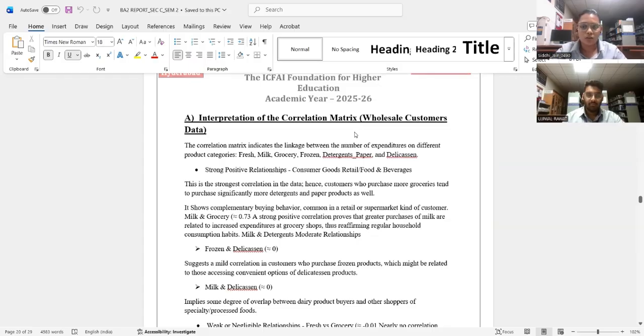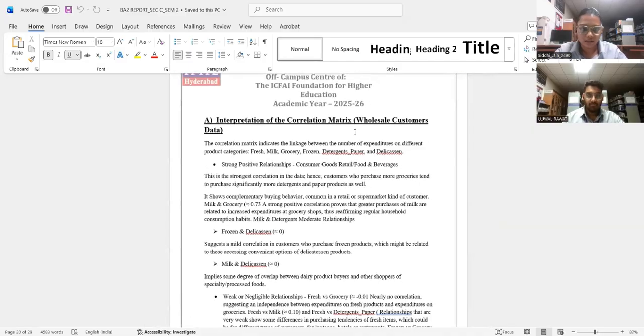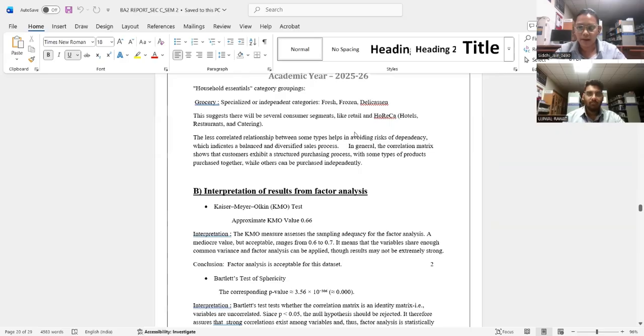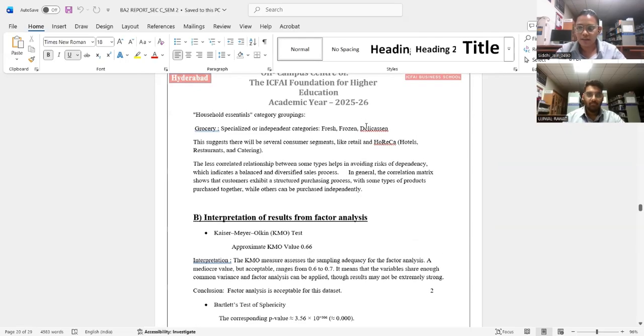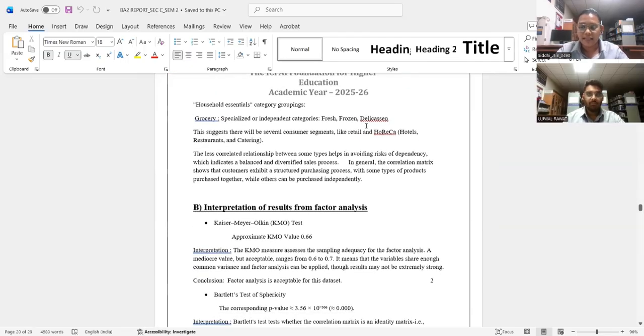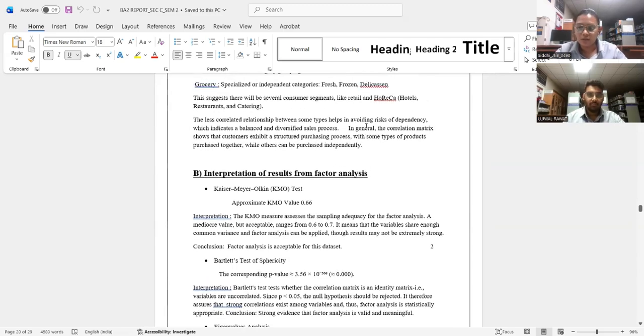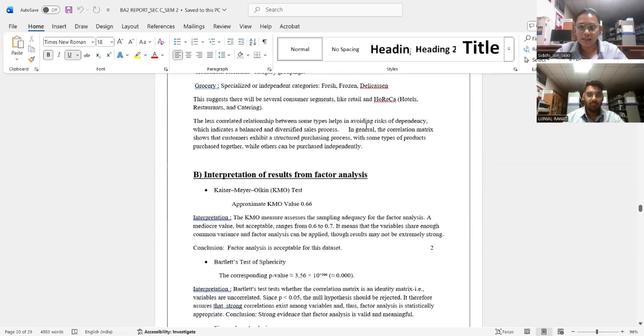So coming to the correlation matrix, it says what we had done and why we had done. So the first step in Python analysis was creating a correlation matrix. A correlation matrix helps us understand how strongly one product category is related to another and whether customers tend to buy certain products together. The variables included were fresh, milk, grocery, frozen, detergents and paper, and delicatessen.